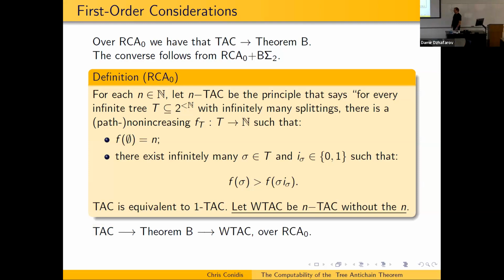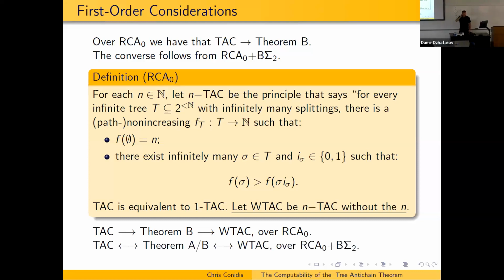Okay, and it turns out that over RCA naught, we have that the tree anti-chain theorem implies theorem B. Remember, theorem B is the primary decomposition lemma with the infinitely many uniform coprime minimal prime ideals. Theorem B is an algebraic theorem. That implies theorem B implies WTAC over RCA naught. So all that's true over RCA naught.